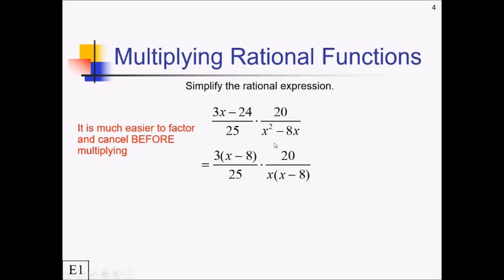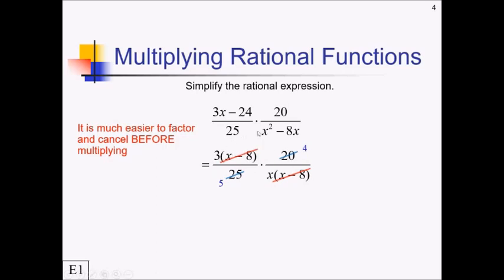The x minus 8s are in different fractions, but we're multiplying, so we can cross-cancel those. And also the 20 and the 25 can reduce together. If I divide each of those by 5, we've got a 4 up here, and down here this 25 is now a 5. At this point, we're just going to multiply straight across whatever's left.